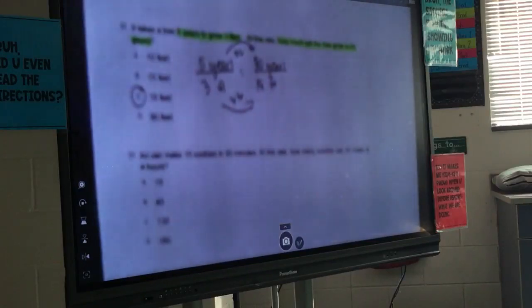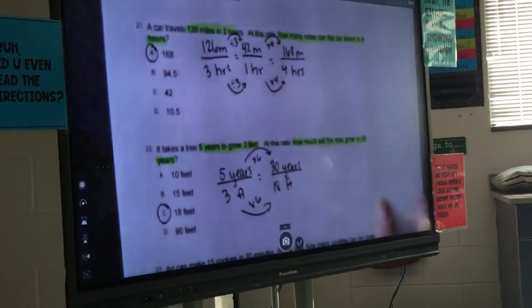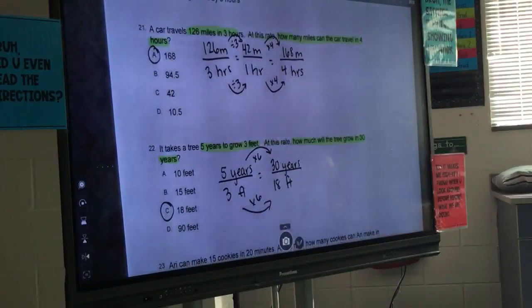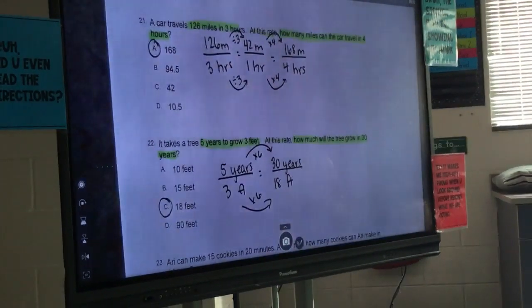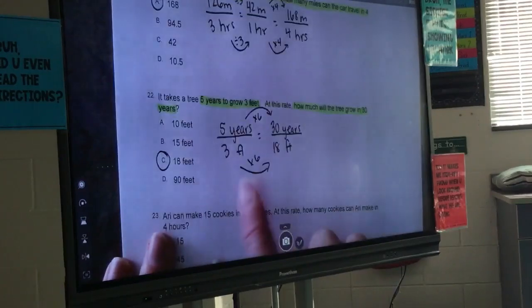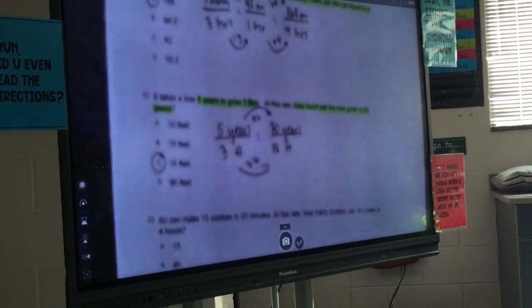So do you see the difference between 21 and 22? 21, to me, it's a little bit harder because the numbers aren't nice. But 22, at any point in time when you can eliminate an extra step in your problem, I would do it. Because that extra step gives you the opportunity to make a mistake. Again, this rate is a pretty easy rate with the numbers that they gave us. Does that make sense?